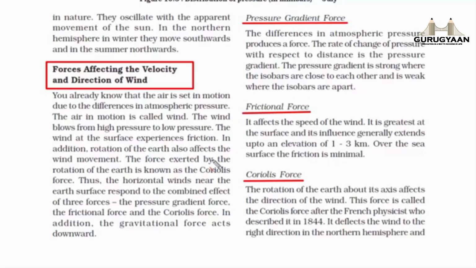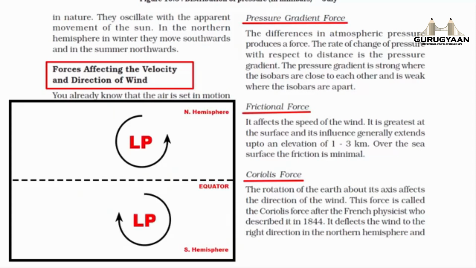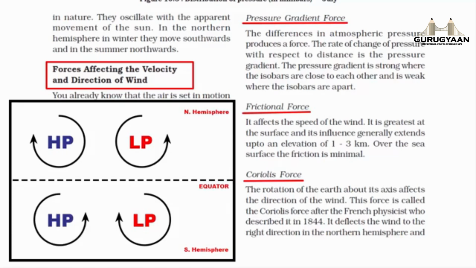Always remember this point. Winds in low pressure zone rotate anti-clockwise in the northern hemisphere and clockwise in the southern hemisphere. Similarly, winds in high pressure zone rotate clockwise in northern hemisphere and anti-clockwise in southern hemisphere. At the equator, the forces cancel out each other. That's why the direction of rotation changes between the two hemispheres.